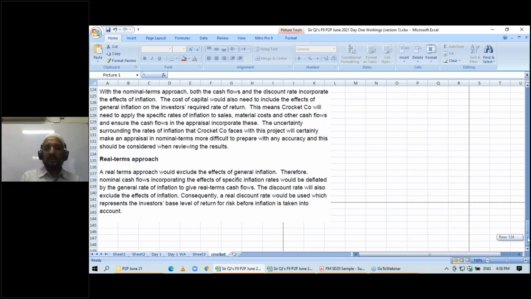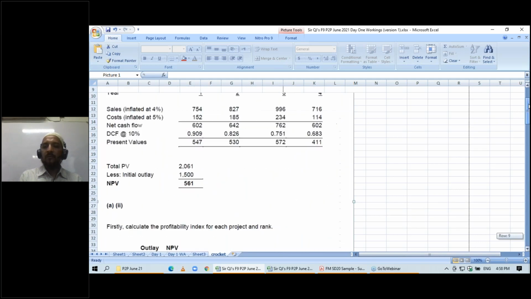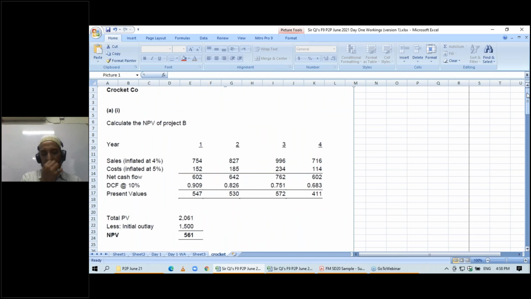Real rate also does not involve inflation, but money cash flow and money rate do. Okay, students, I'm going to scroll it once again for people who have missed any portions. This is the answer to the question which I gave you as an assignment yesterday. Crockett company. This was asked in the previous 2 attempts, either in September or in December.